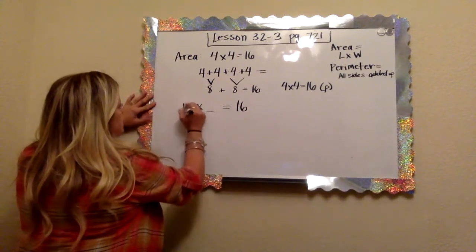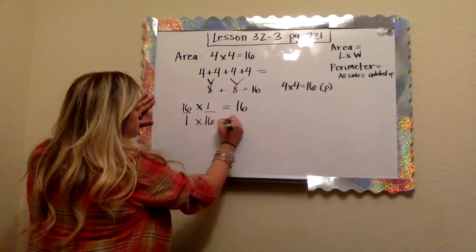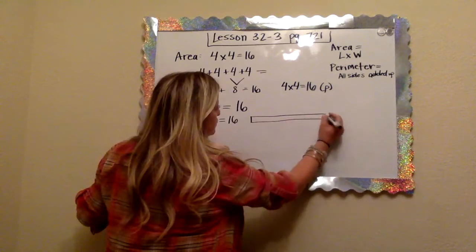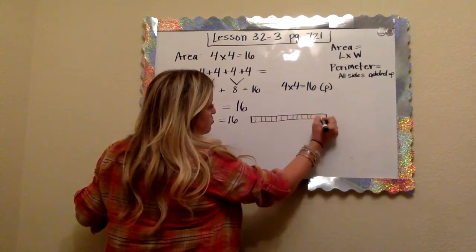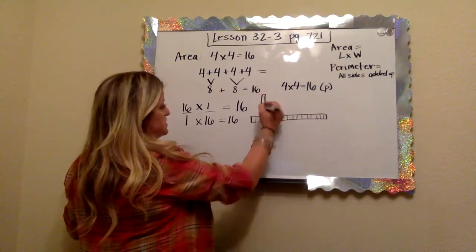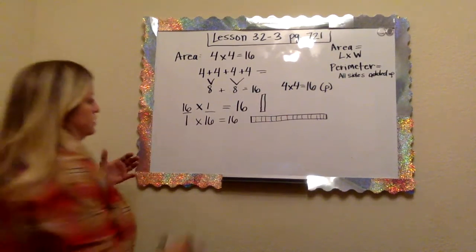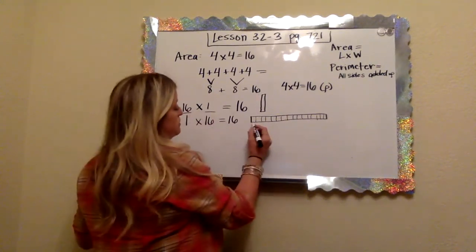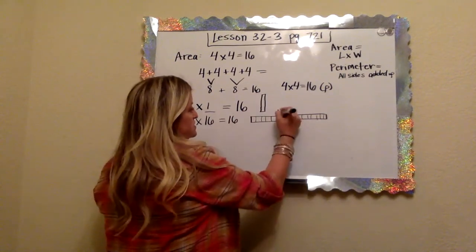Well, I can do 16 times 1. And I can do 1 times 16. That means I have one group of 16. Okay, this one would be the opposite. It would be 16 groups of 1. So these will have the same area, which means if I do 1 times 16, I get 16, but the perimeter is different.